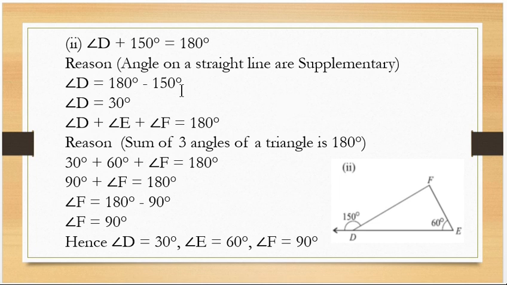So D is the missing angle. This 150 is being added over there. When we move it to the other side, it will be subtracted from 180. When I subtract, it will be equal to 30 degrees. So angle D is equal to 30 degrees. Now from the triangle, we know two angles. D we just calculated and E is given to us, that is 60 degrees.